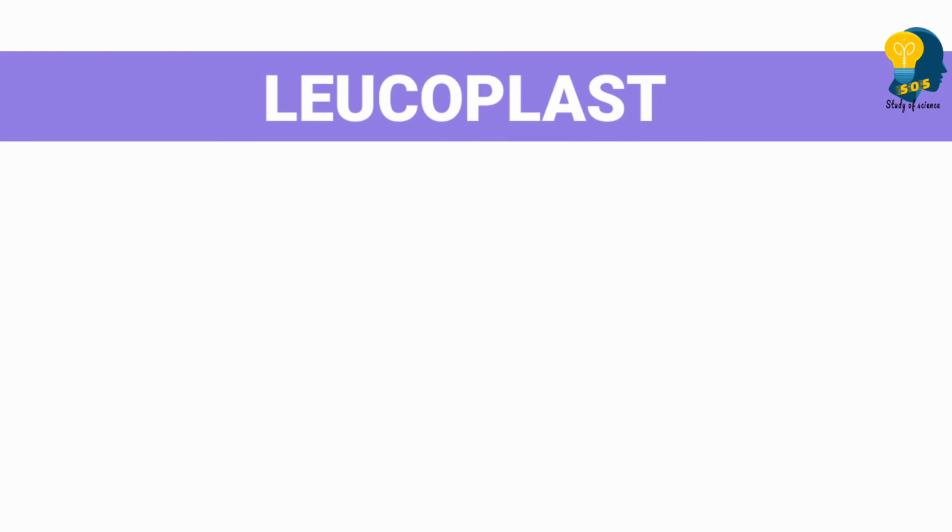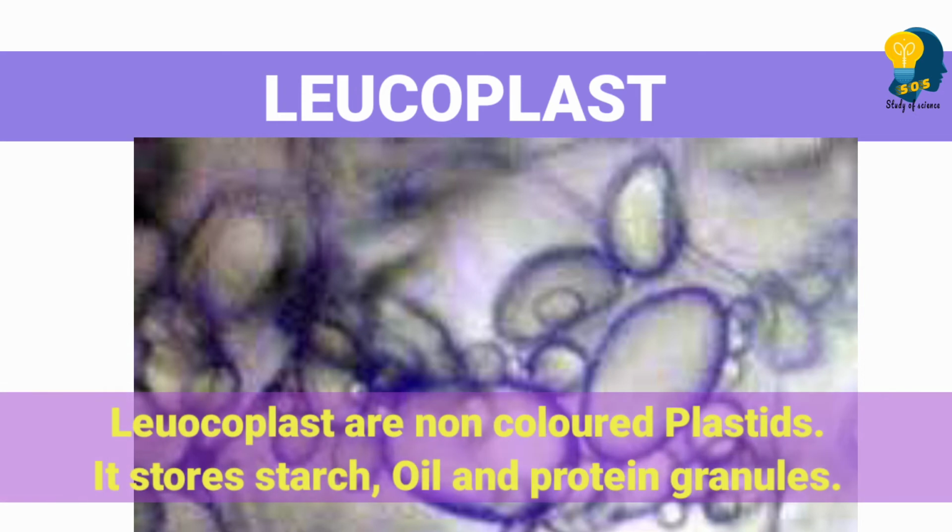Now let us understand the second type of plastid, that is the leucoplast. Leucoplasts are the non-colored plastids. That means they do not have colored pigments in them. They are colorless. Clear? Then what is the function of leucoplast? Leucoplast stores starch, oils and protein granules.